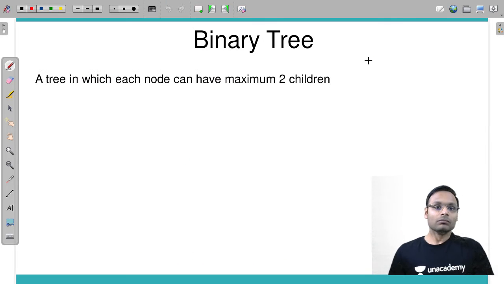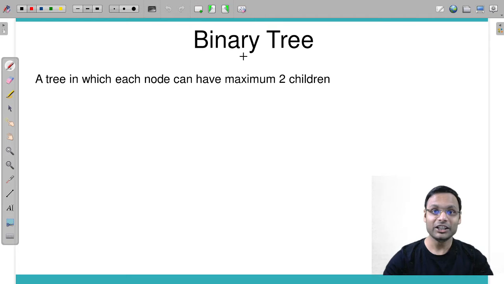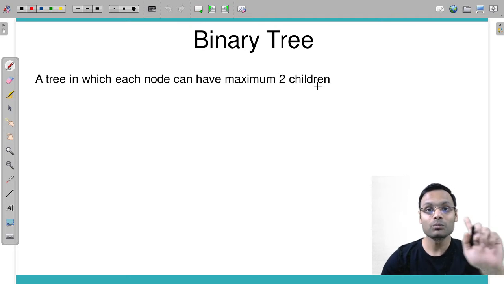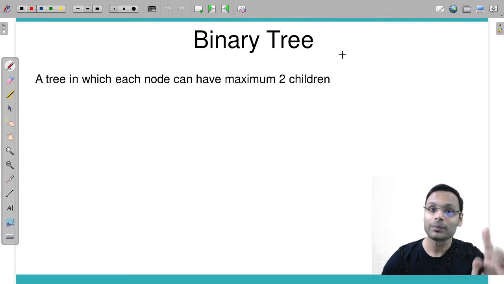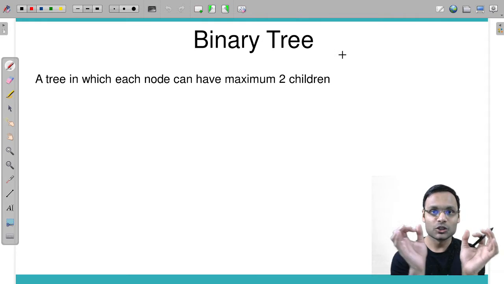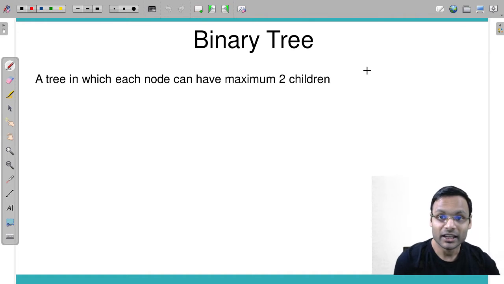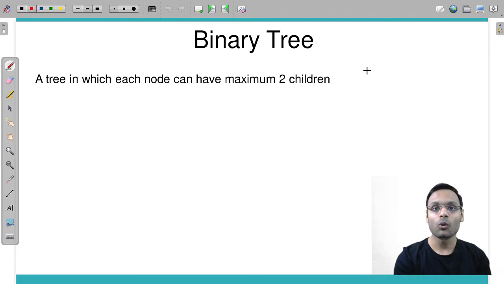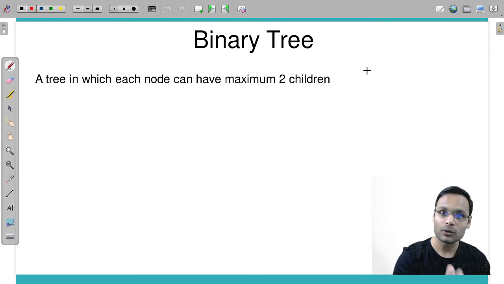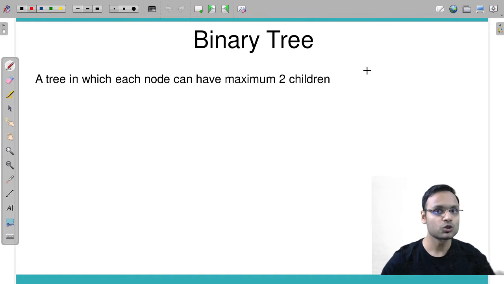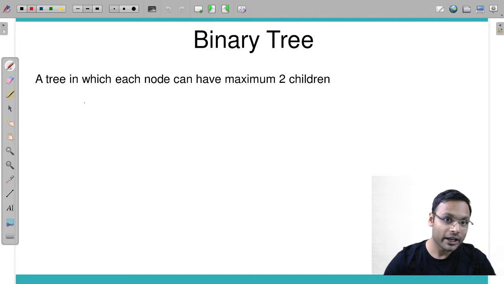Now let's see what a binary tree is. A binary tree is a tree in which each node can have maximum 2 children, meaning minimum 0. So it is a tree with a constraint for every node. What is the constraint? That every node can have maximum 2 children. It can have 0 children, 1 child, or 2 children, but it cannot have more than 2.